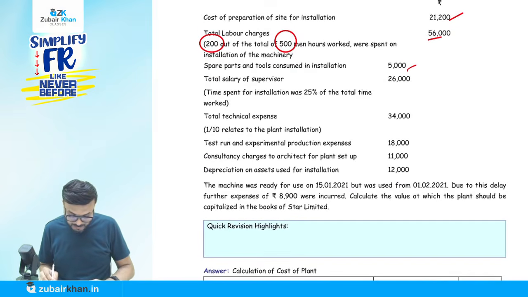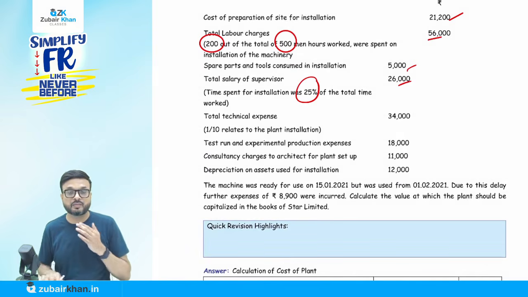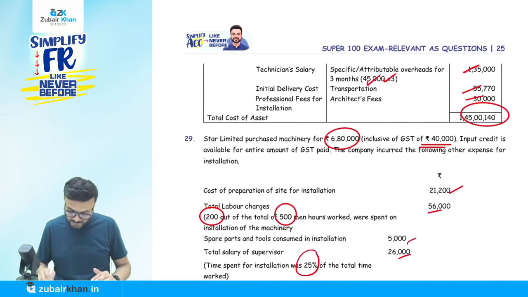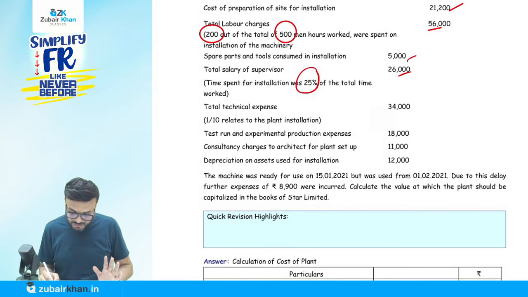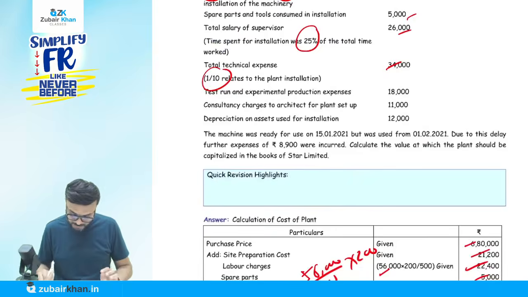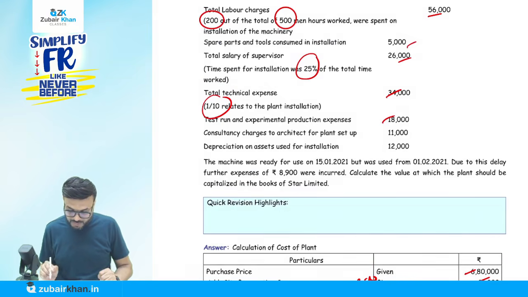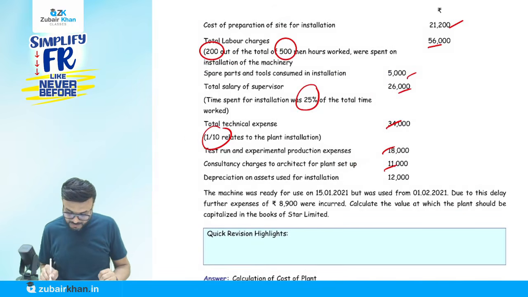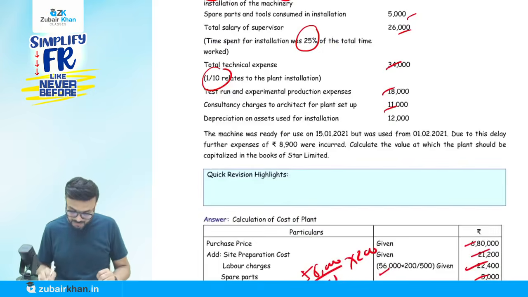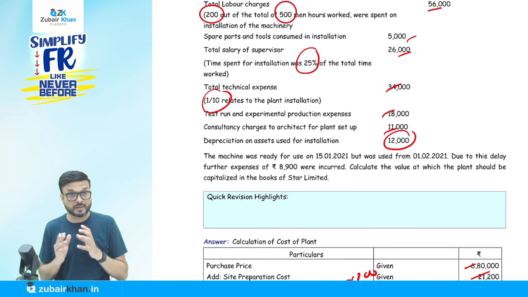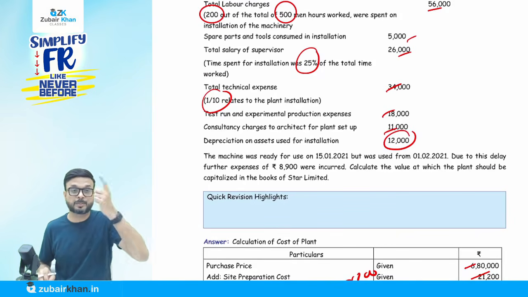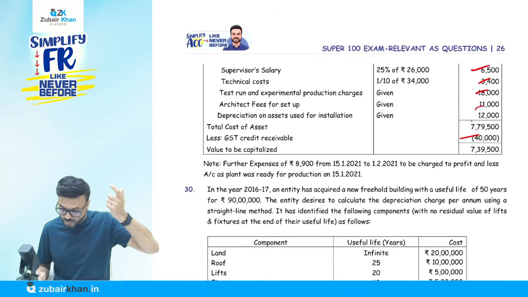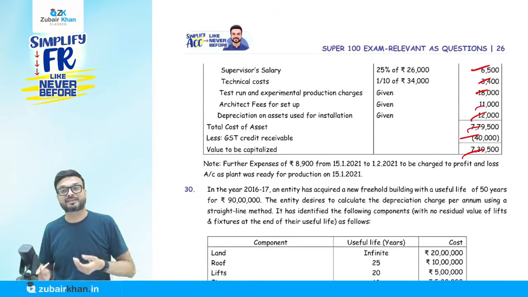Now here, salary of the supervisor 26,000, only 25% used for this work. So 25% of 26,000 is 6,500. Now total technician expenses 34,110. That is 10% of that, that is coming 3,400. Now test run and experimental production run 18,000. Now here consultancy charges to architect, that is also part of the cost of the PP, 11,000. Now depreciation on asset used for installation. For this asset you use some other asset. The depreciation of that asset is going to add to the cost of this PP. Total 7 marks is here.